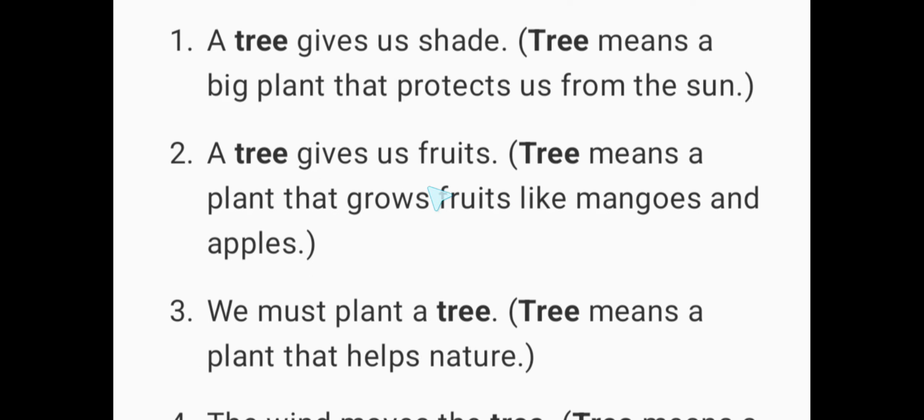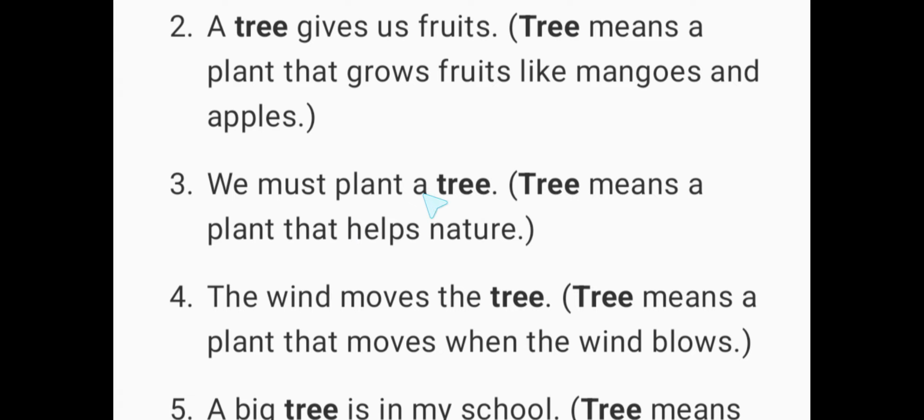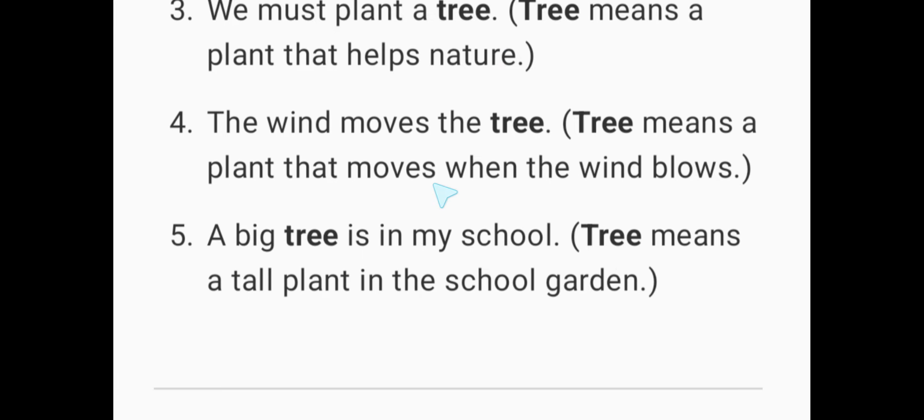A tree gives us fruits. Here, tree means a plant that grows fruits like mangoes and apples. We must plant a tree. Here, tree means a plant that helps nurture. The wind moves the tree. Tree means a plant that moves when the wind blows.